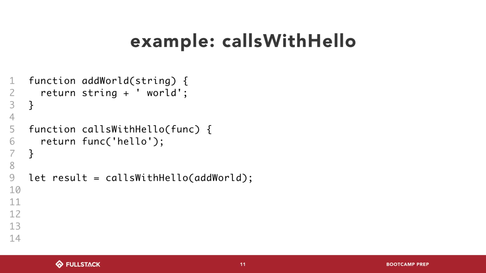It returns hello plus world, so it returns hello world. So it returns hello world to callsWithHello, and then callsWithHello is going to return the hello world to callsWithHello on line 9 there. So therefore, result becomes hello world. Everyone see that?